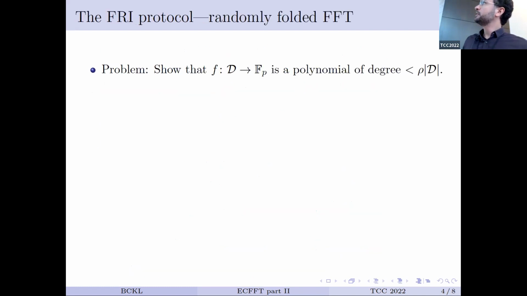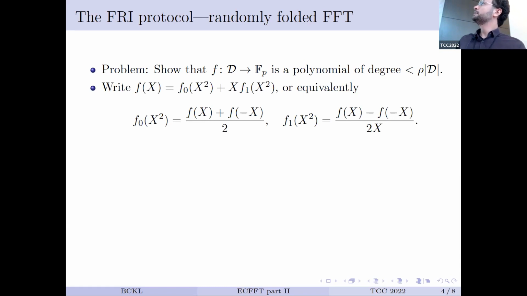So now let's dive into that algorithm, which is the FRI protocol, or randomly folded FFTs. So we want to show that some function from a given domain to the field is a polynomial of degree less than the size of the domain. So for example, if the degree is 2n and the domain is 16n, we evaluated on 16 cosets, then rho will be 1/8 in this example.